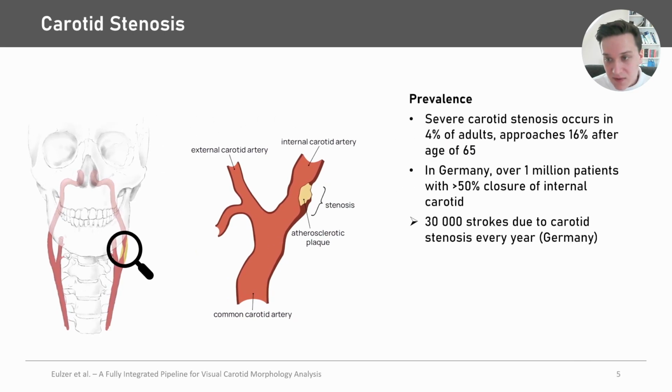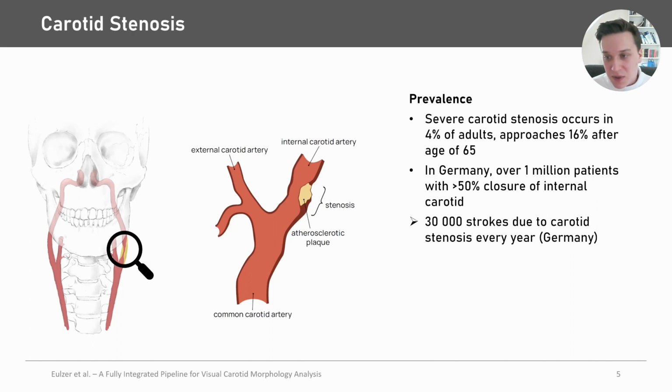The prevalence of severe extracranial carotid stenosis is about 4% in adults, and this approaches 16% after the age of 65. This means that in Germany alone, we have currently over 1 million patients with above 50% carotid stenosis. So in other words, we have 1 in 80 people that have a high risk for stroke due to carotid stenosis.